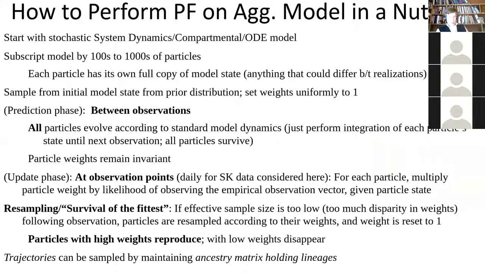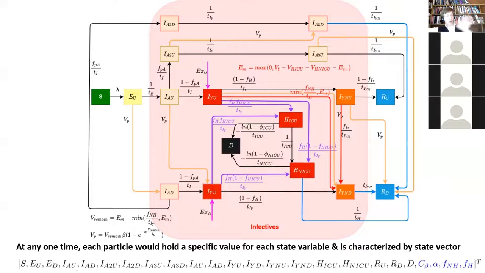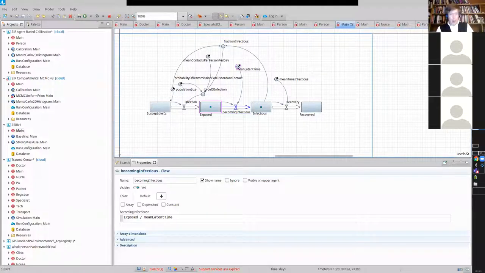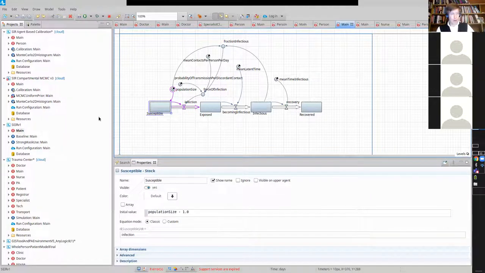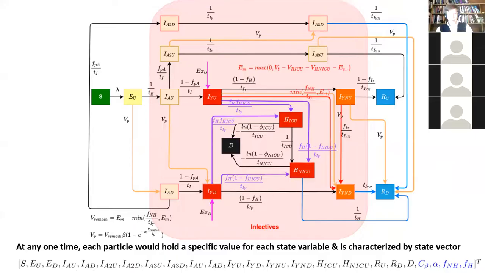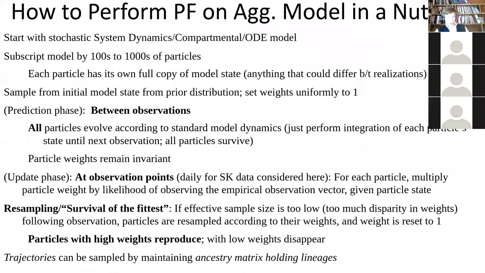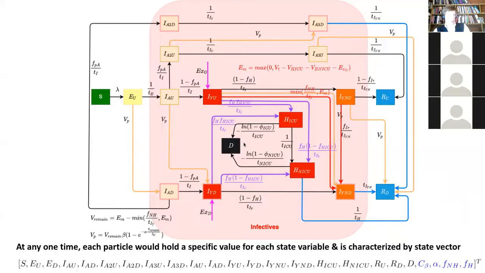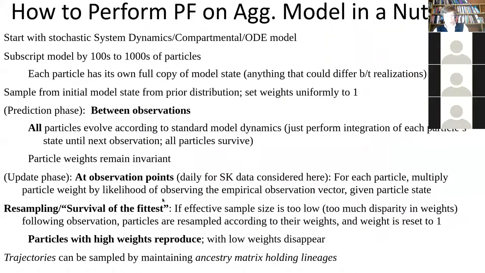And then between observations, all these particles are just like solitudes. They all run forward according to the normal rules of this model. Each particle has a certain value here, and it just runs forward until the next observation. It just carries forward the logical consequences of that. It has momentum and it carries it forward. Each particle just moves forward, and the particle weights remain unchanged. We have no reason to lend more credence or less credence to the particle between those observations.